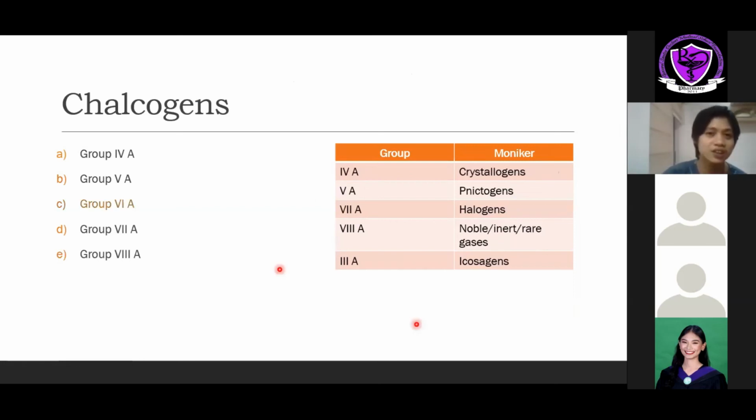Sorry, hindi ko na-hide yung ano. Chalcogens, group 6A. Group 4A, other name, pakisulat to guys. Itong table na to. Bibigay ko naman yung slides. 4A, crystallogens, crystal formers. Example, carbon and silicon crystals.